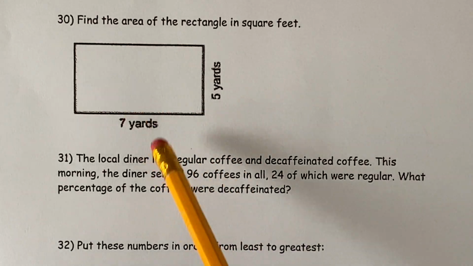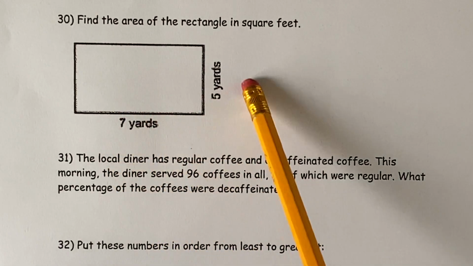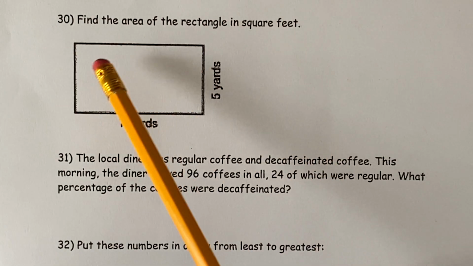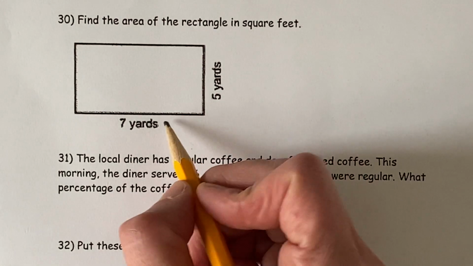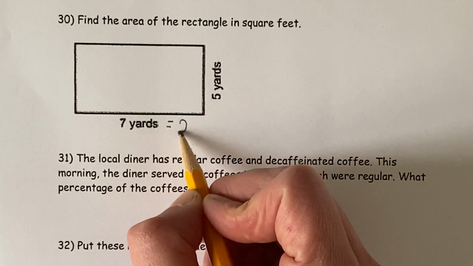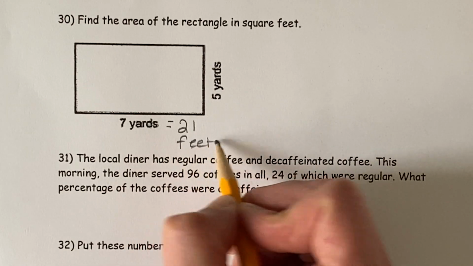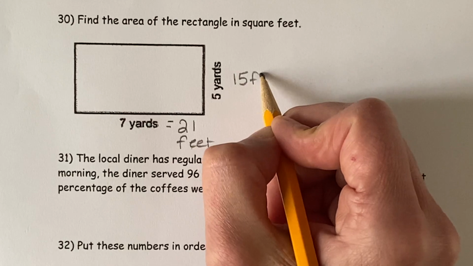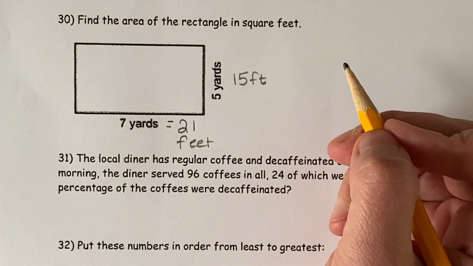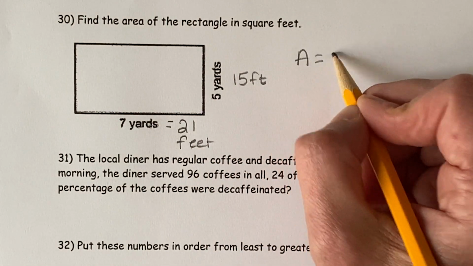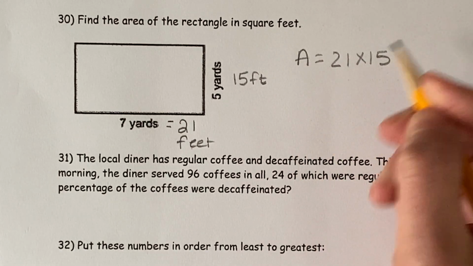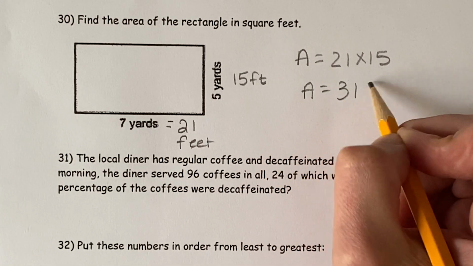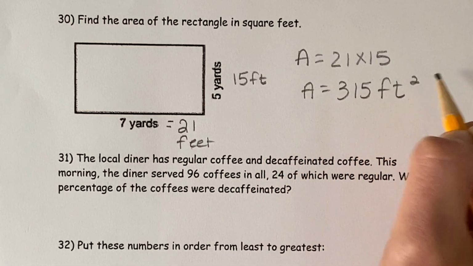Okay, so this combines earlier in the year when we did yards into feet, but then it also combines area. So you can tell this part of the year is really tying a lot together. So I'm going to change this to feet first. This is 21 feet, and this is 15 feet, because there are 3 feet in 1 yard. So my area is going to be 21 times 15. I already did my work on the side to get 315 feet squared.